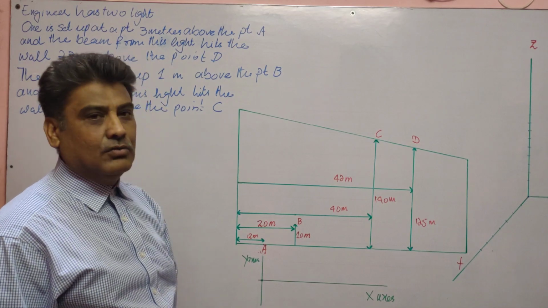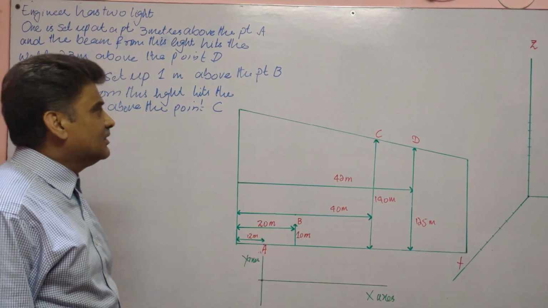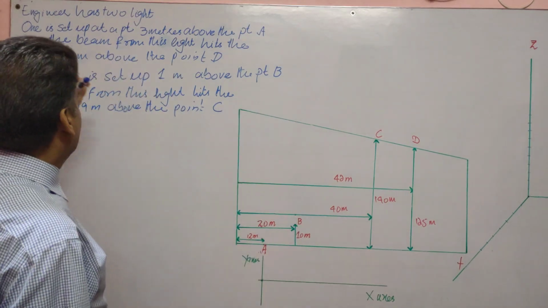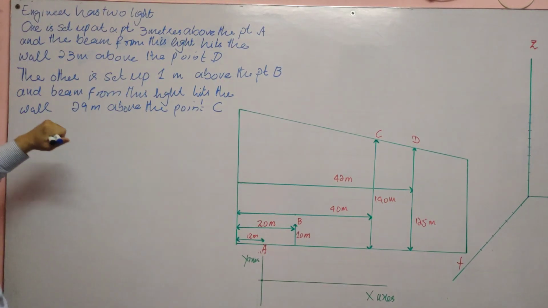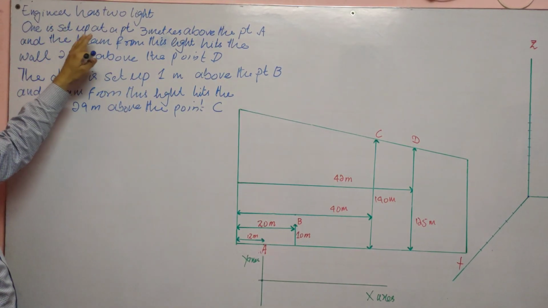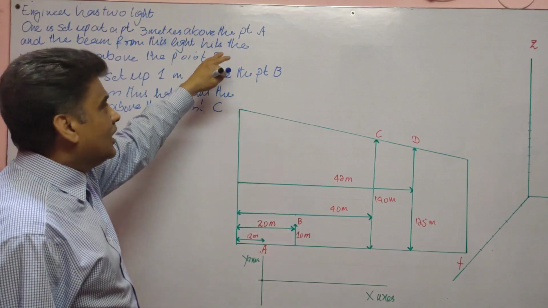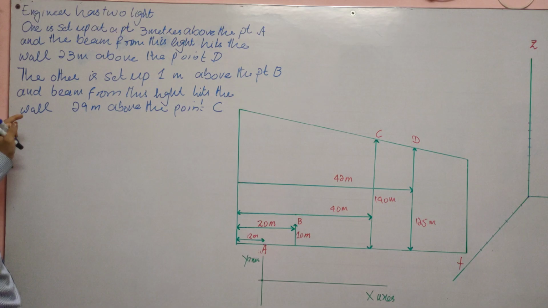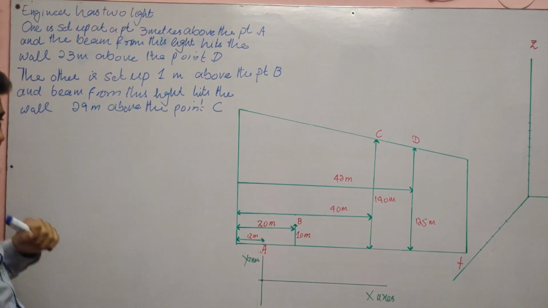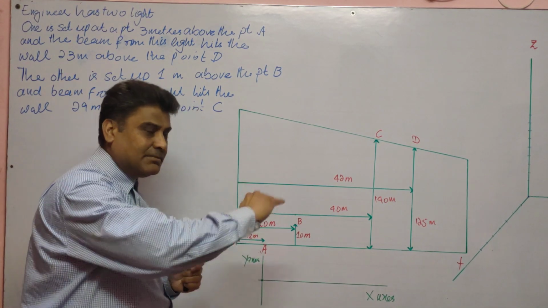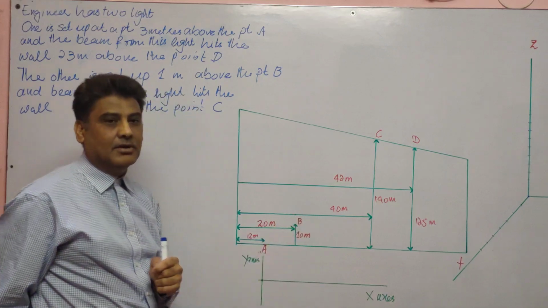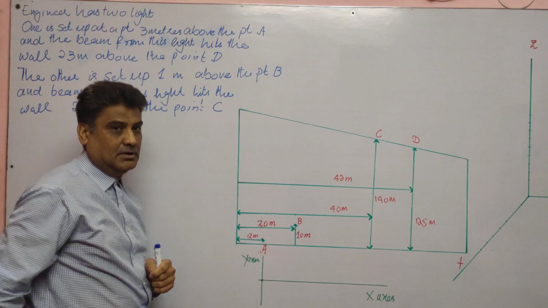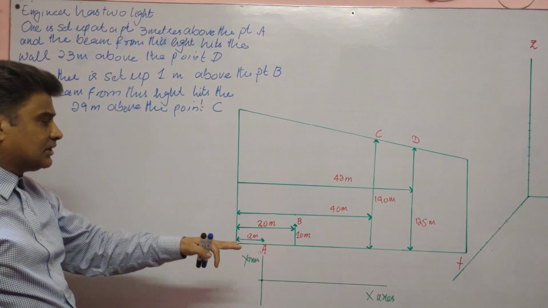Today in this video we will solve a very simple problem about three-dimensional space. An engineer has two lights. One is set up at 3 feet above the point A, and the engineer sets up the second light 1 meter above the point B. Points A and B both lie in the XY plane.